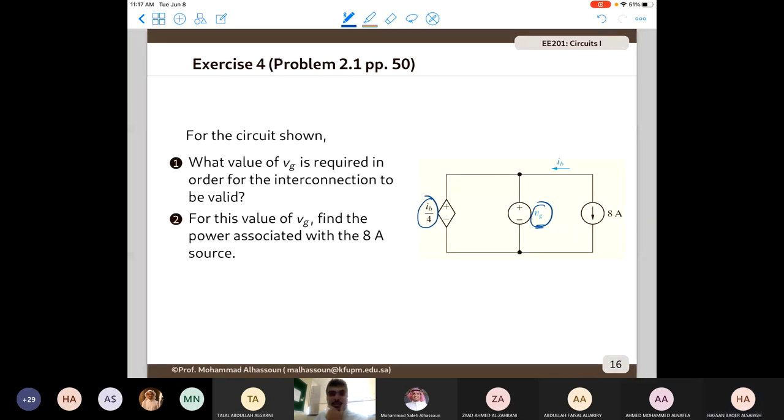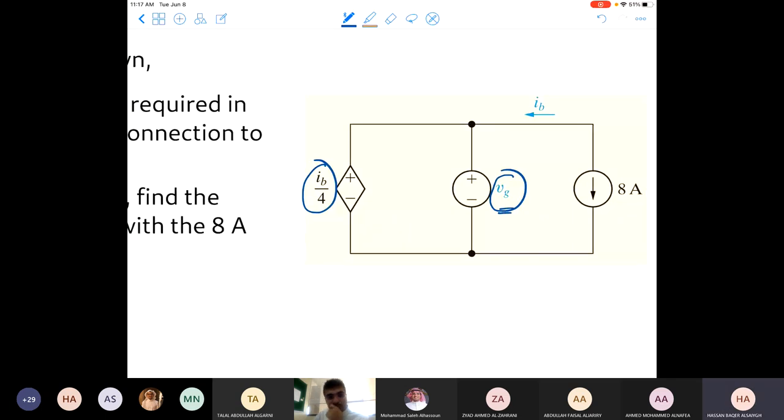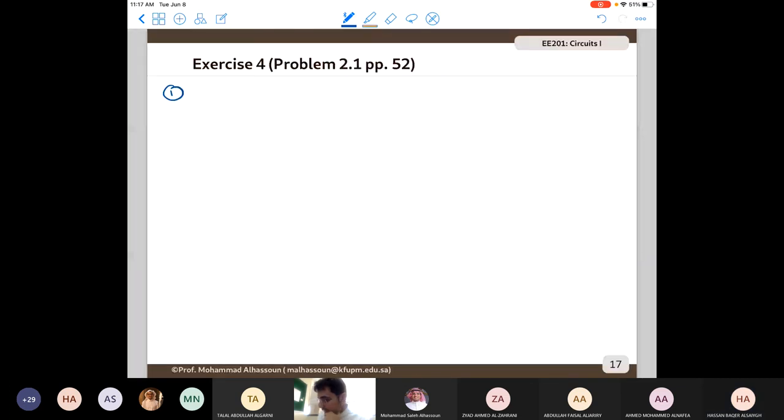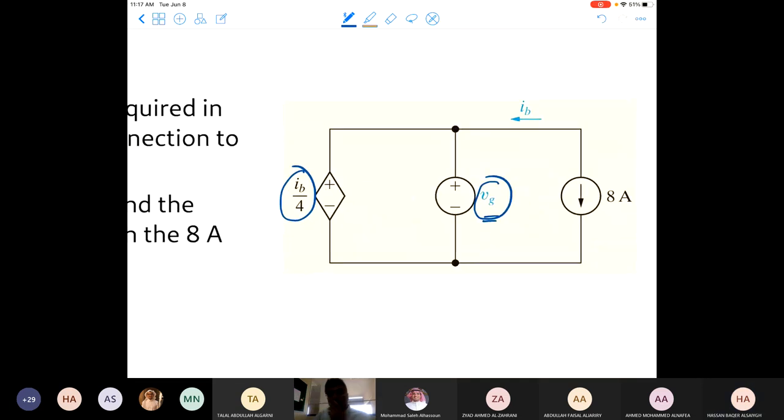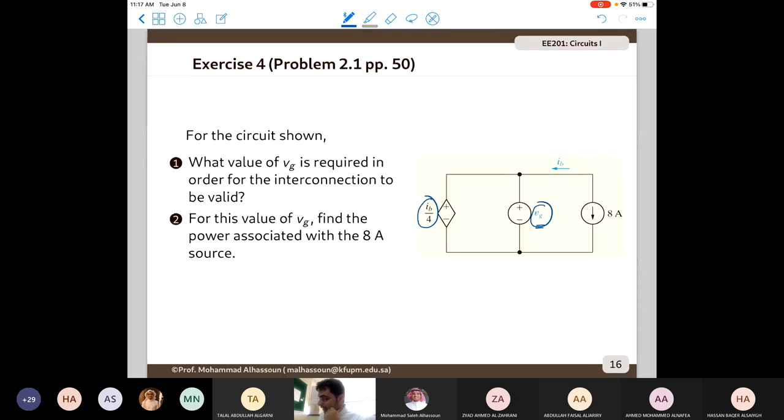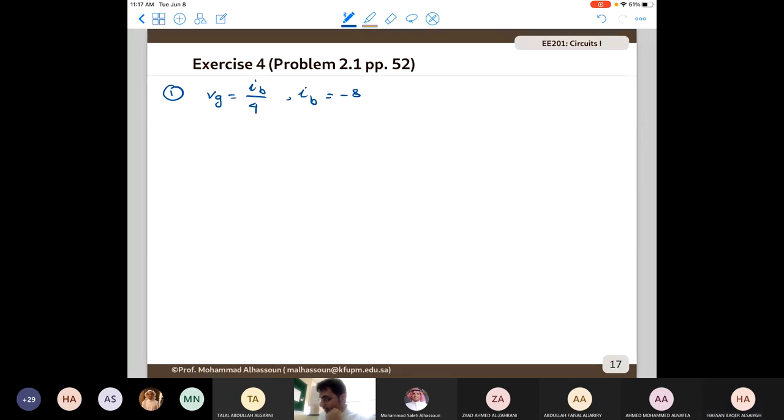So, what's the first step in finding VG? It is in parallel, so it will be IB over 4 equal to the VG. Okay, so VG will be IB divided by 4. So, what is IB here? IB is 8. Negative 8. IB is negative 8. Okay. Over 4. So then VG will be what? Minus 8 divided by 4 would be minus 2. So VG is minus 2 volts.